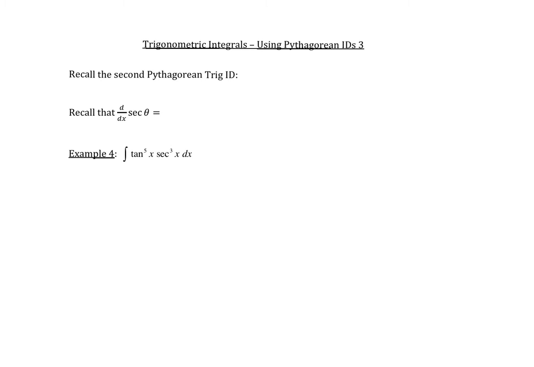Let's talk about using the Pythagorean trig identities to solve trigonometric integrals yet again. For this video, we are actually going to use the second Pythagorean trig identity again. So I just want to remind you that that was 1 plus tangent squared theta is equal to secant squared theta.